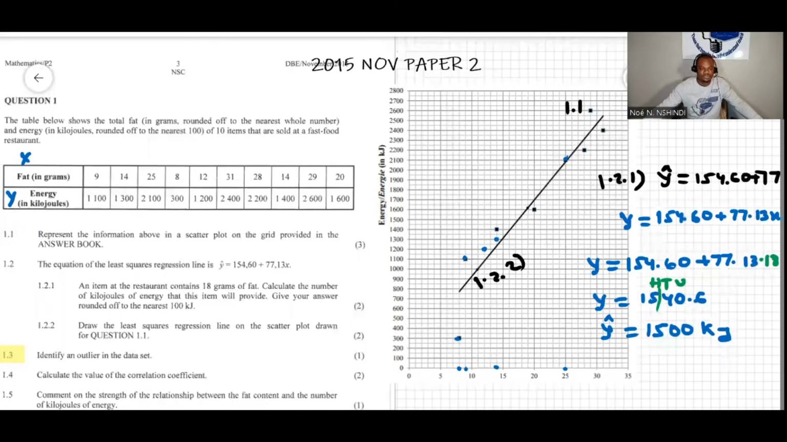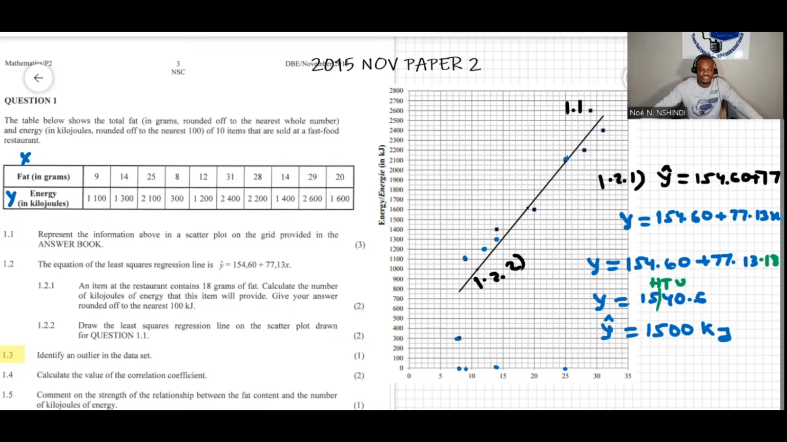Well, we do question one here. The question says the table below shows the total fats in grams rounded off to the nearest whole number, and the energy in kilojoules rounded off to the nearest 100, of 10 items that are sold at a fast food restaurant. Well, in the previous video, we did question 1.1 and question 1.2.